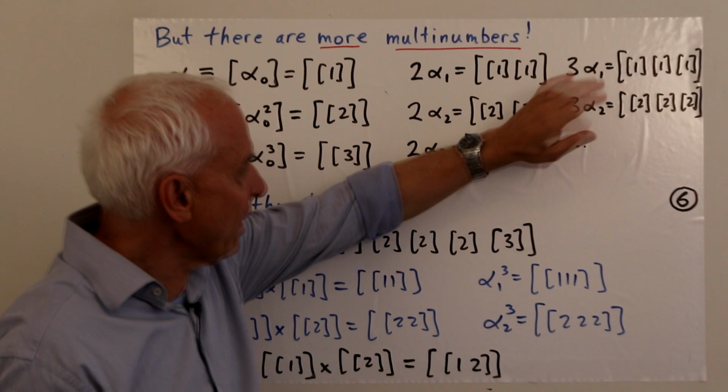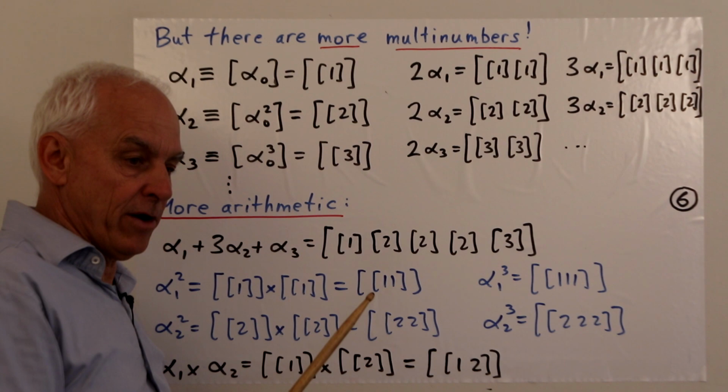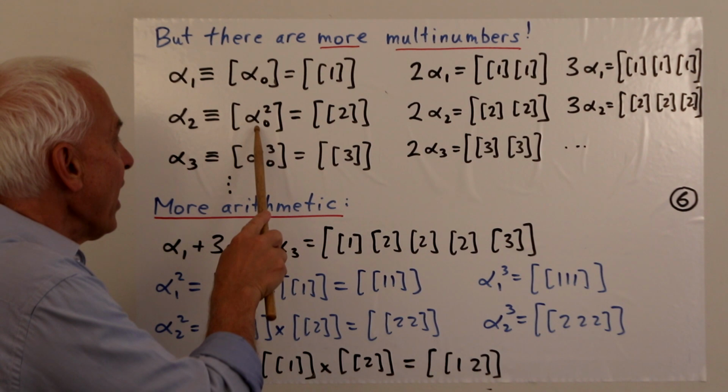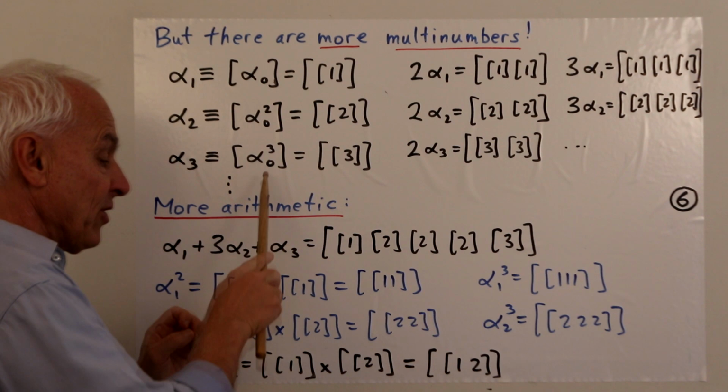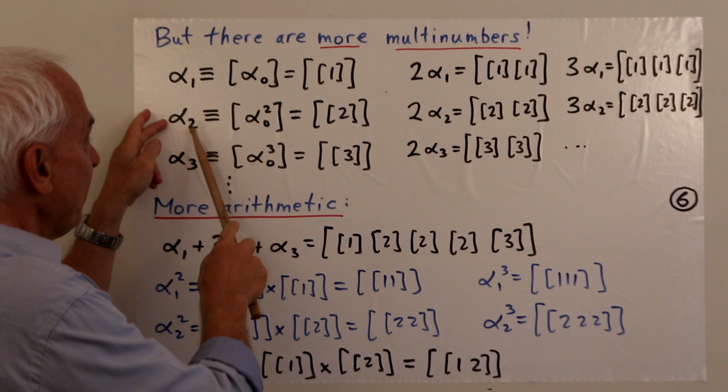Now let's look at alpha 2. We're going to introduce alpha sub 2 to be the mset consisting of alpha 0 squared. Okay, alpha 1 was the mset of alpha 0. Alpha 2 is alpha 0 squared, the mset containing that. Alpha 3 will be corresponding to the mset consisting of alpha 0 cubed. Now alpha 0 squared is the mset 2, and alpha 0 cubed is the mset 3. So alpha 2 looks like this, and alpha 3 looks like this.